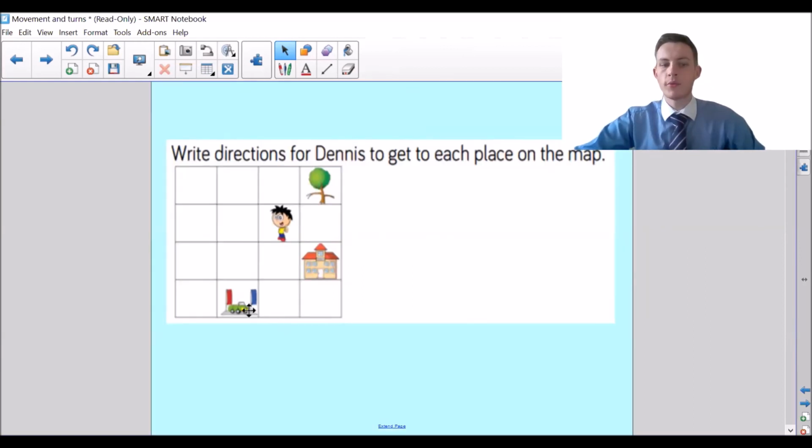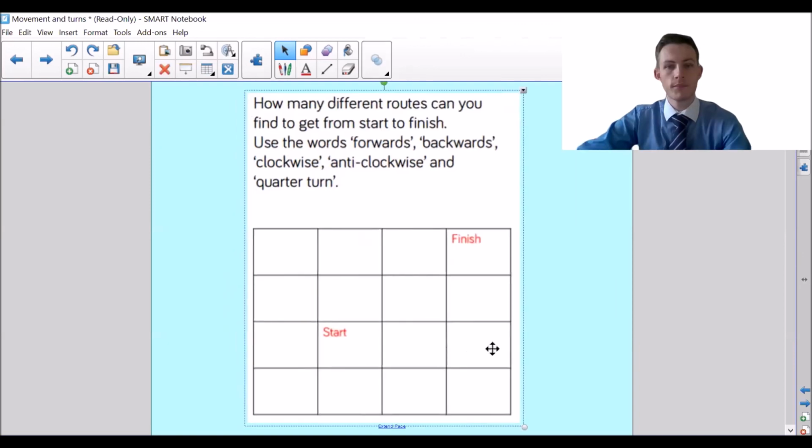Okay, so the first part of your second task is, can you draw directions for Dennis to get to each place on the map? So there's 3 places on the map. Can you draw not only a line for him to get there, but can you tell me the instructions that he's had to take to get to each one? There looks to be a tree, a school, and a park, I believe. That are the 3 things he needs to get to. Draw out the map and then tell me how he gets there.